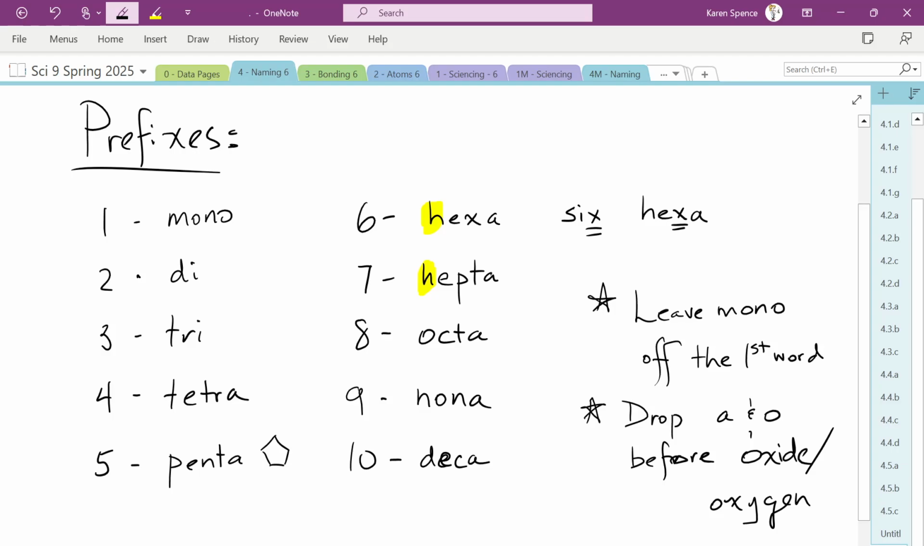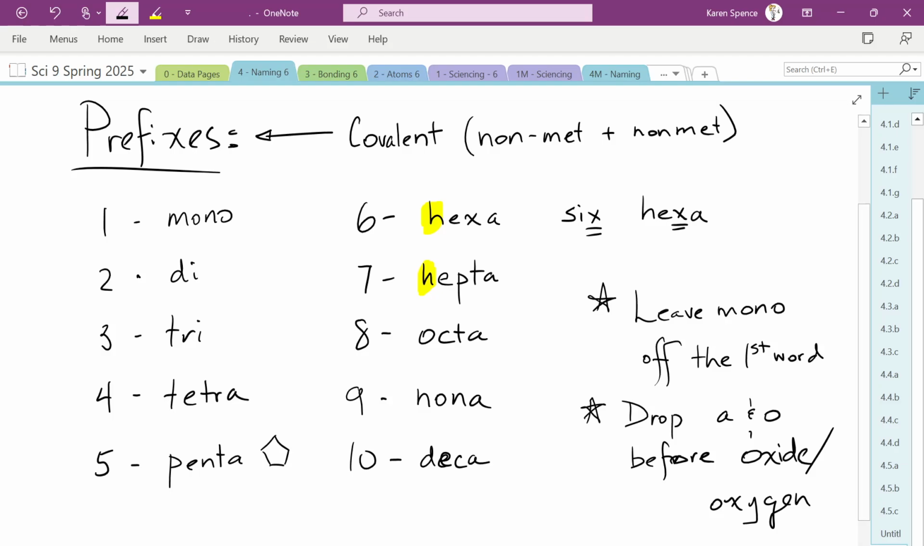Okay, so when you are doing these prefixes, what do we use the prefixes for? What kinds of compounds? Covalent compounds. And you can tell that you have a covalent compound because it is made of a nonmetal and a nonmetal. And that's the only time you use prefixes, is with those covalent compounds.